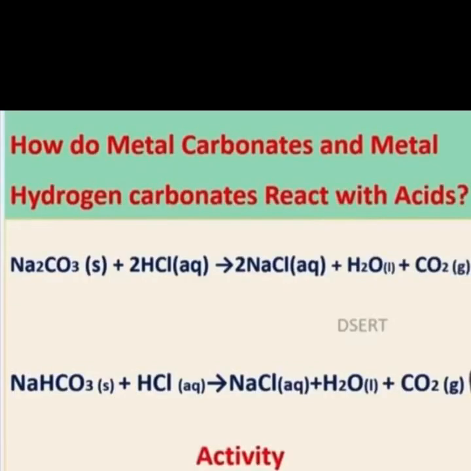Next is the reaction of metal carbonates and metal bicarbonates with acid. What are the products formed, children? Salt, water and carbon dioxide. When metal carbonates and metal bicarbonates react with acid, salt, water and carbon dioxide are formed. But in the case of base, there is no reaction. Base does not react with carbonates and bicarbonates.